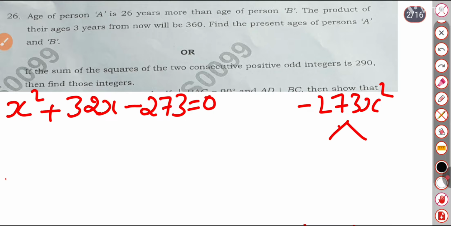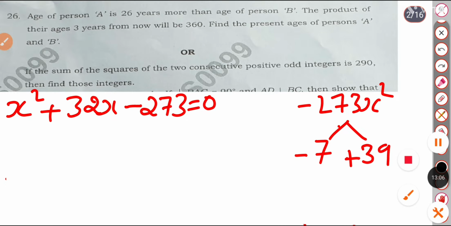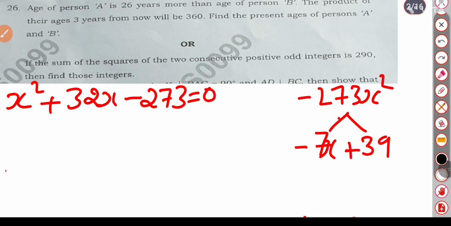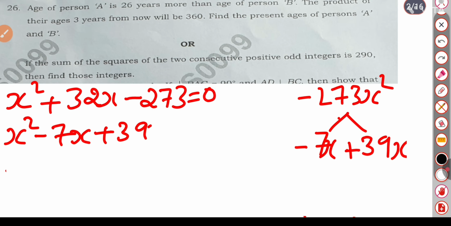The factors are 7 and 39. One should be plus and one should be minus, because we are subtracting the factors. Here the middle sign should be for the greater number: 7x and 39x. So x square minus 7x plus 39x minus 273 is equal to 0.